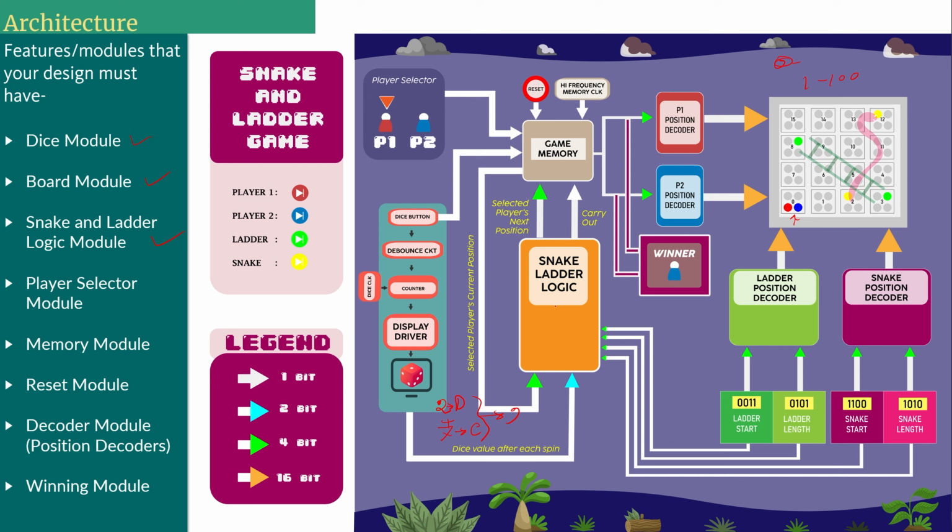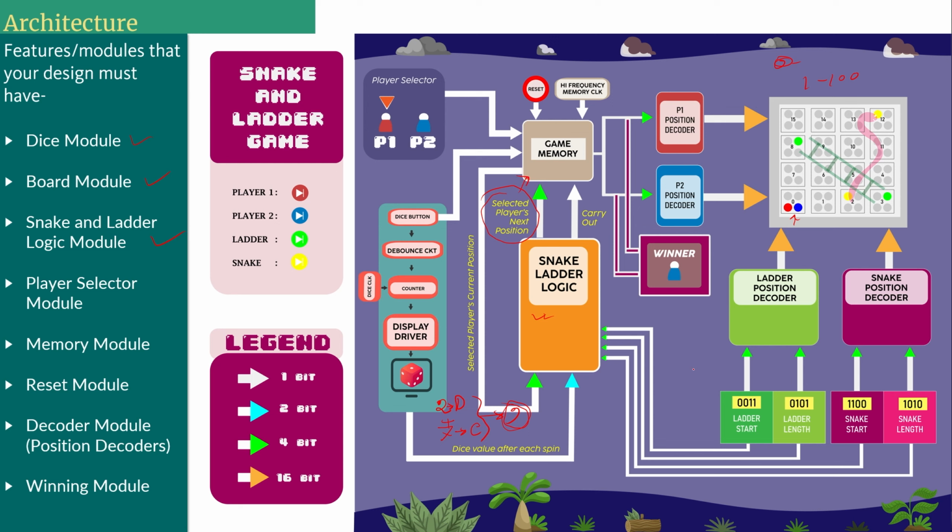So what does the snake ladder logic do? It will just add these two and find the position where it should go. But one thing it also does, it checks for ladder start or snake head, or snake start, whatever you can say. Let's say you have rolled a dice and you need to advance by 2 positions. But after advancing, you see there is a ladder or there is a snake. So you need to account for that. I will explain this in detail, no worries, but it accounts for that as well, and it gives the output as the selected player's next position to the game memory.